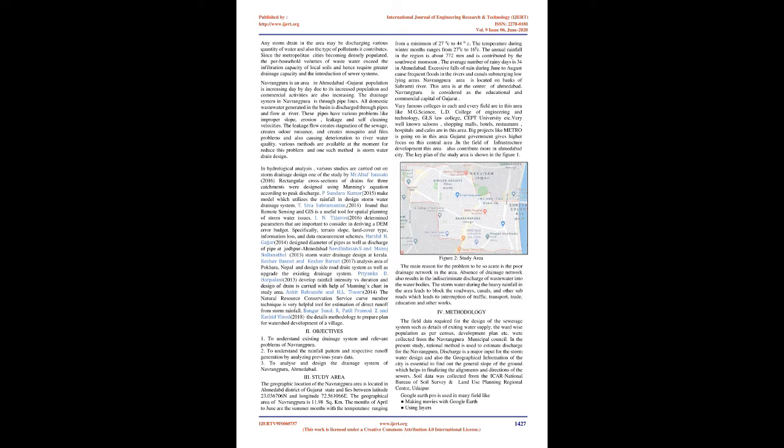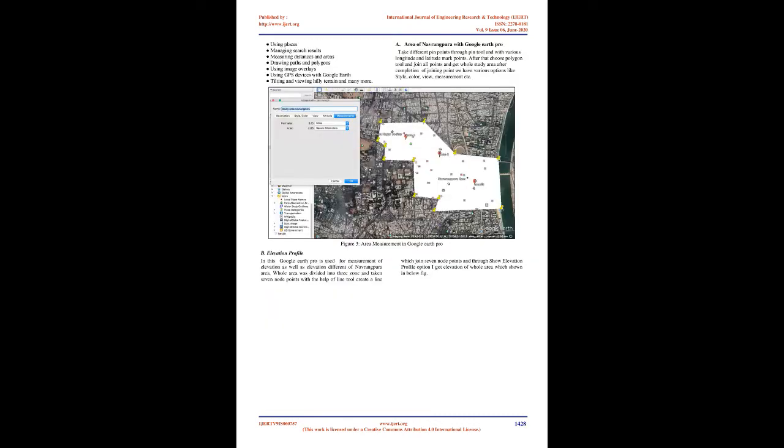These pipes have various problems like improper slope, erosion, leakage, and self-cleaning velocities. The leakage flow creates stagnation of the sewage, creates odor nuisance, and creates mosquito and flies problems, and also causes deterioration of river water quality. Various methods are available at the moment to reduce this problem, and one such method is storm water drain design. In hydrological analysis, various studies are carried out on storm drainage design. One study, by Mr. Altaf Hussain, 2016: rectangular cross-sections of drains for 3 catchments were designed using Manning's equation according to peak discharge.